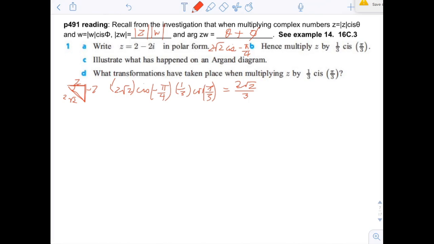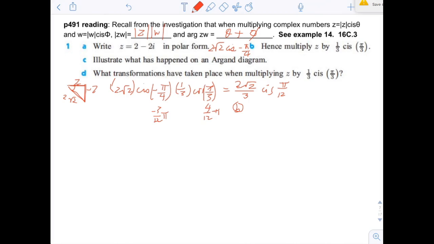divided by 3, that would be the new modulus of the resultant vector. And the cis thetas you combine by adding. So negative pi over 4 plus pi over 3, we would make a common denominator, which would be 12. So negative pi over 4 is the same thing as negative 3/12 pi. Positive pi over 3 is the same thing as 4/12 pi. So if you add those together, it's 1/12 pi, right? So cis pi over 12. So that's the answer for B.